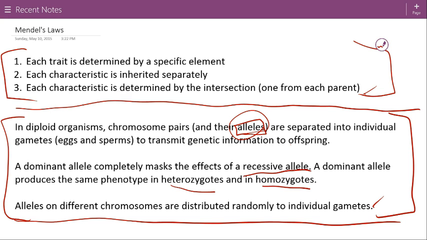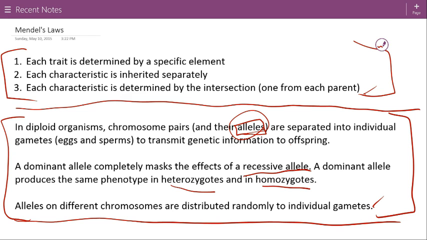Number two, each characteristic is inherited separately. Again, your genetics for height have nothing to do with your genetics for which hand is going to be your dominant hand. Those are separate things. You can get a dominant allele from your mother that's going to determine your height, and both of your parents can have recessive alleles, and everyone in your family will end up left-handed, and you can get a dominant allele from your father that's going to give you brown hair. But all of those things are completely separate.